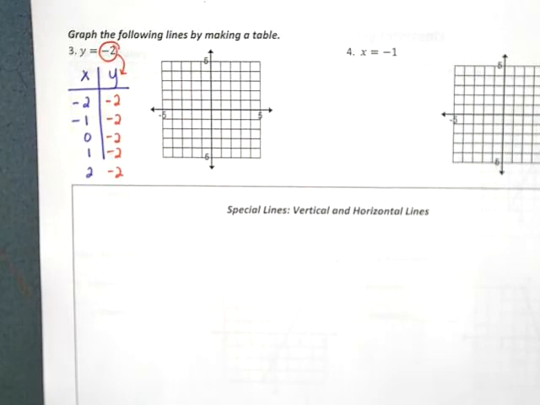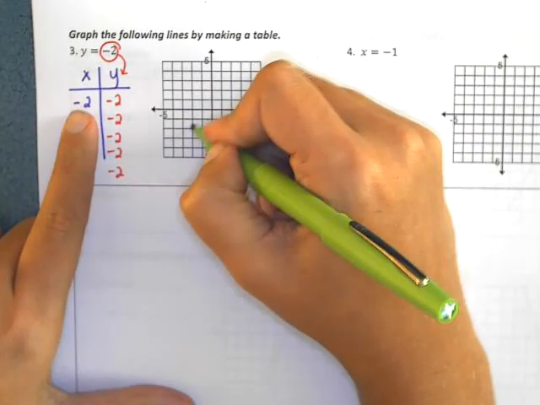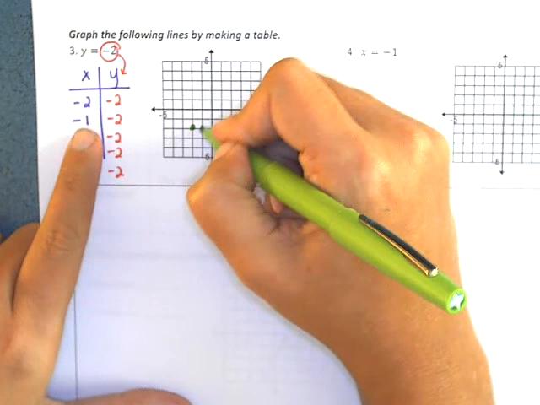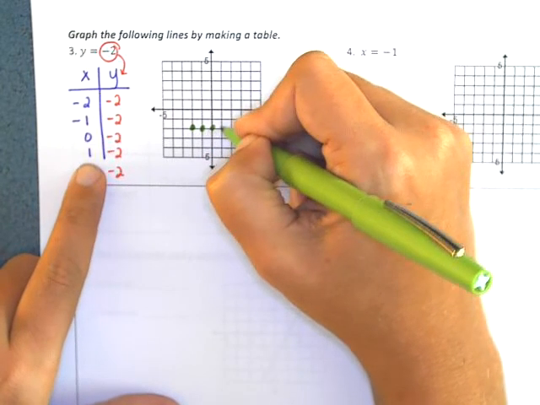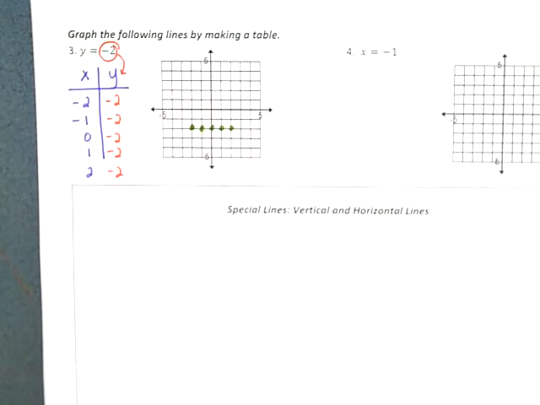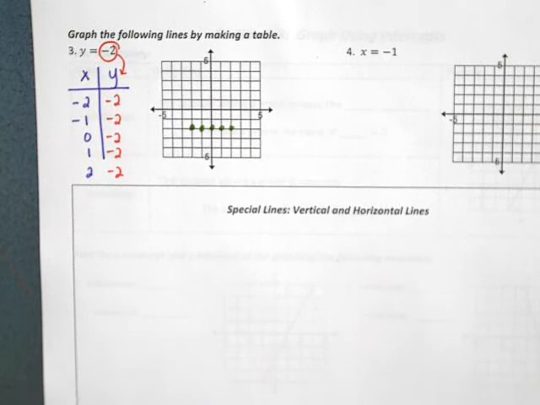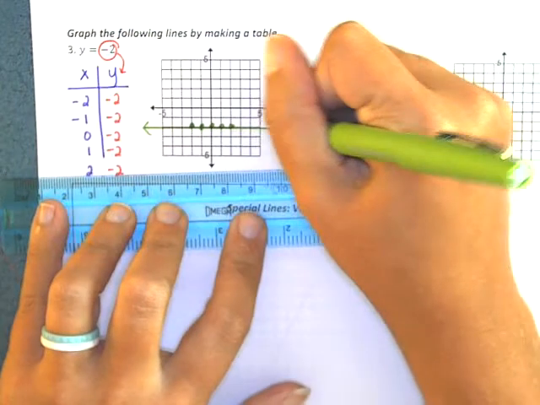So if I were to graph those points, I would do left 2, down 2, left 1, down 2, 0, down 2, 1, down 2, 2, down 2. All of my points are lining up. They're making a line, but it's a weird line. It's perfectly horizontal. So that's a little different.